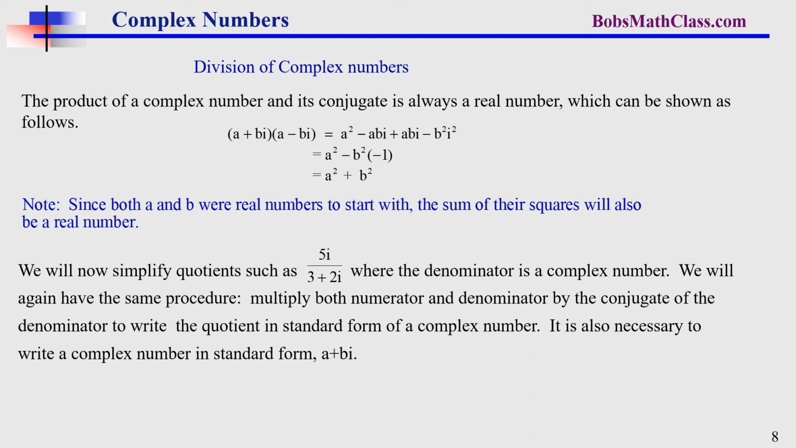So we're going to work on quotients like this, 5i over 3 plus 2i, where the denominator is a complex number. The top also is a complex number, but again, we're very concerned with the denominator. We cannot leave the denominator with a complex number. So our procedure is the same as we did previously. We're going to multiply both numerator and denominator by the conjugate of the denominator to write the quotient in standard form of a complex number.